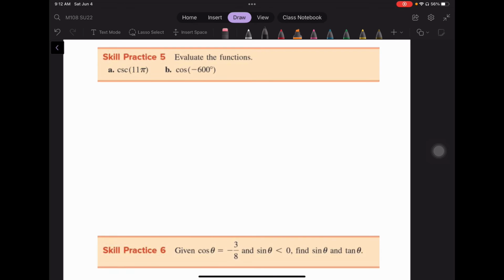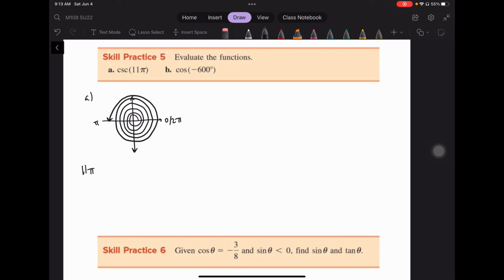Skill practice 5, evaluating the functions. We're going to do the cosecant of 11 pi. Where is 11 pi? It's a multiple of pi, so that's going to be somewhere on an axis. We have 0 and 2 pi here, and we have pi over here. If I start and go, one full revolution is 2 pi, another is 4 pi, another is 6 pi, another is 8 pi, another is 10 pi, and then 11 pi is one more rotation.